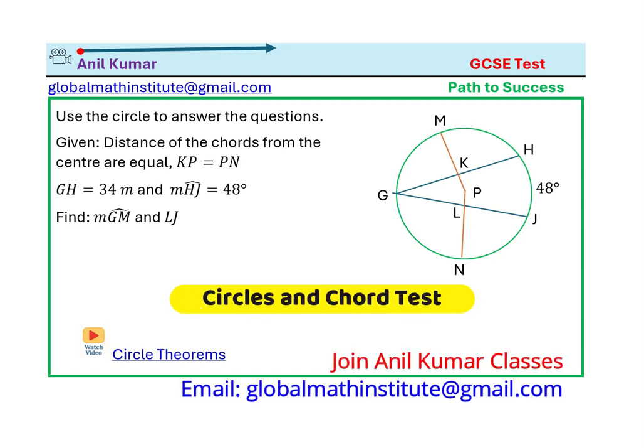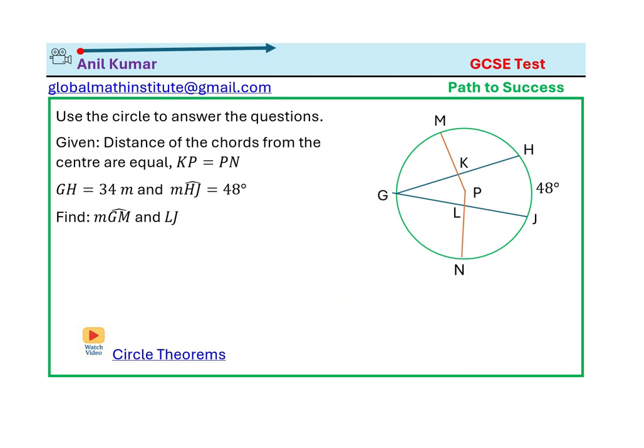Here is a very interesting question shared by my student. It is based on circles and chords. Use the circle to answer the questions. Given distance of the chord from the center are equal, KP equals PN. We are given GH equals 34 meters and the arc HJ is 48 degrees. We need to find the measure of arc GM and the length LJ.